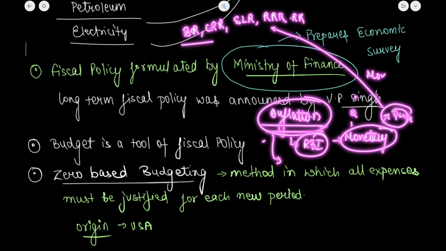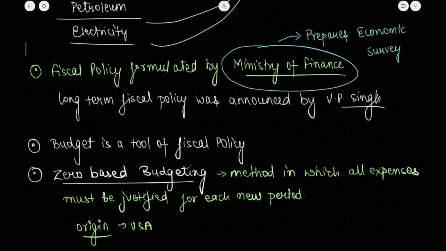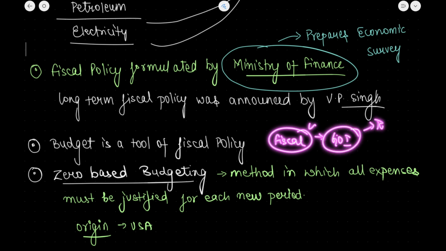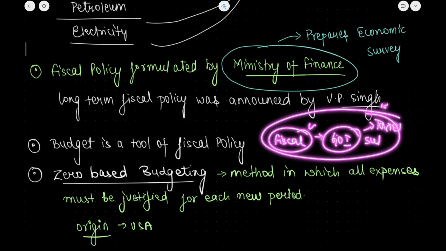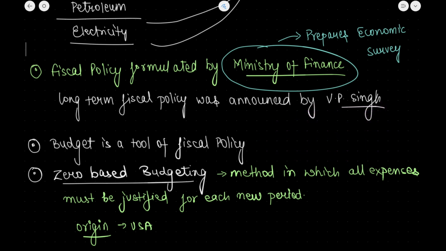Now, these are some of the basic things through which the RBI controls the credit. Next in line comes the fiscal policy. Now, this fiscal policy is introduced by the government of India. Through taxes, subsidies, etc., the government of India controls the fiscal policy.